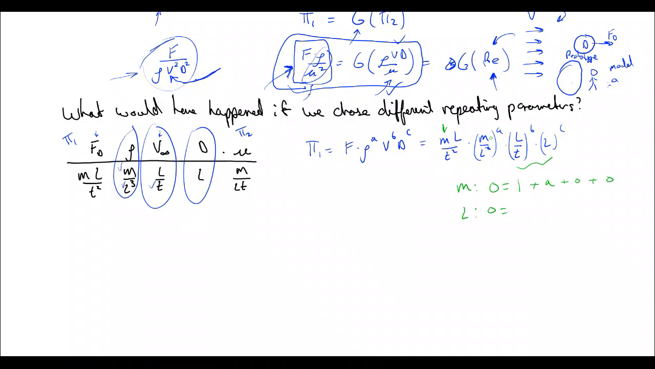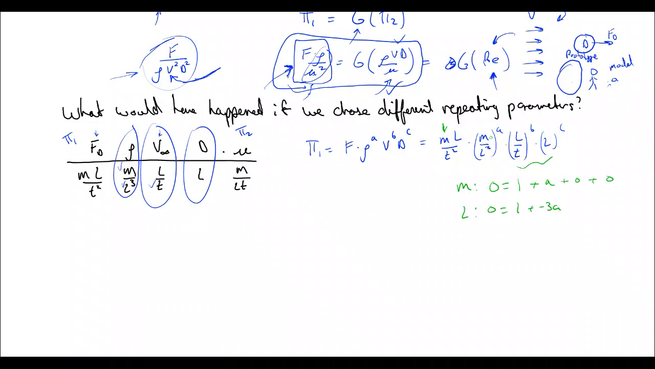So now we do length. 0 is equal to, in this case we have length on the top to the 1 power, so we're going to have 1 plus, now we have a length to the negative 3 multiplied by a, so we have negative 3a. Here we have length on the top to the 1 power, so it would be plus b plus c, because it's just length by itself. And for time, we have 0 is equal to, we have negative 2 here, so we have negative 2 plus nothing for a, 0a, plus negative 1b, on the bottom, so it would be negative 1 times b. And for c, we have 0.